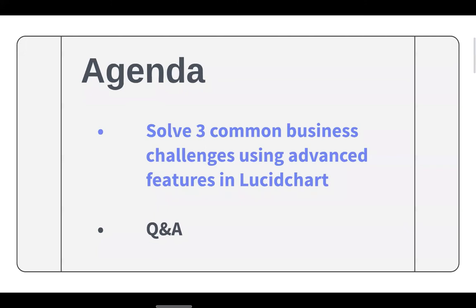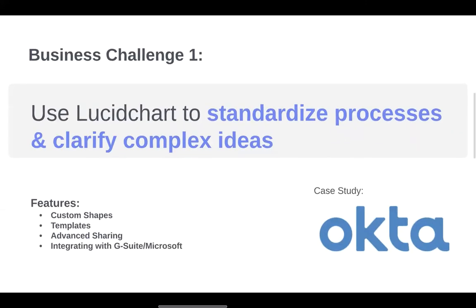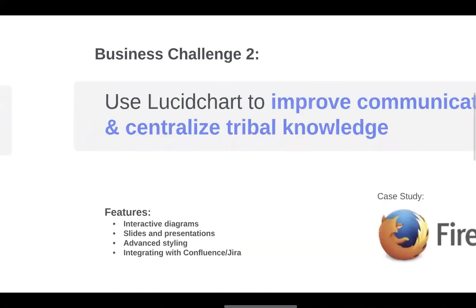So we're gonna talk about those today, solve those business challenges using advanced features in Lucidchart, and then we will reserve time again for that Q&A at the end. So to just quickly go over what those challenges are, we're gonna talk a little bit about how you can standardize processes and clarify complex ideas. We live in a time of innovation where businesses become increasingly more complex. And so being able to really add clarity to what it is you're trying to do and standardize that so everybody is doing the most efficient thing is very important. So we're gonna talk about how custom shapes and templates can really help you accomplish this in Lucidchart.